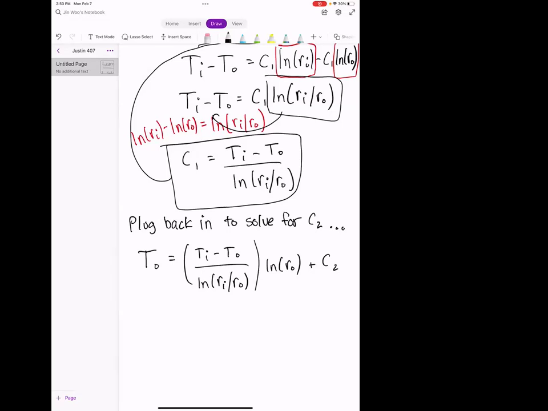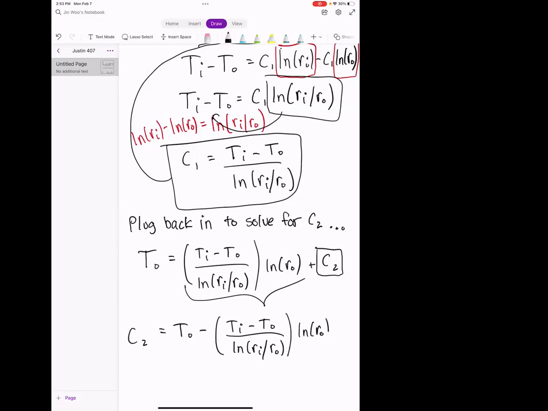Now that we have it in this form, our only unknown left is C2, so we can just go ahead and solve for that. If we subtract this term from both sides, what we get is C2 is equal to To minus Ti minus To divided by ln of Ri divided by Ro, times ln of Ro.